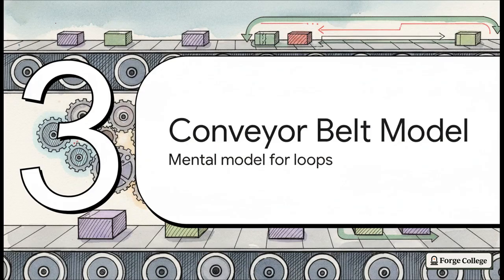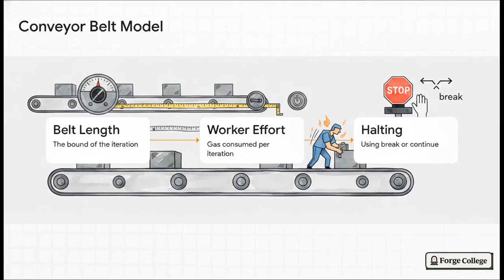Ouch. Which brings us to Section 3, the conveyor belt model. This is a great mental model for writing safe loops. To make this abstract idea of on-chain iteration a bit more tangible, I want you to picture a factory conveyor belt.